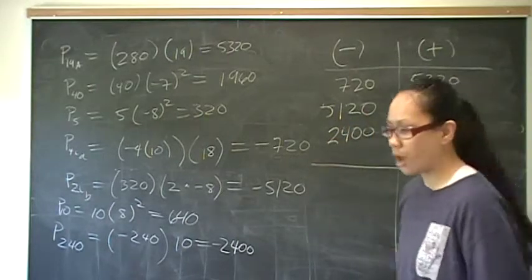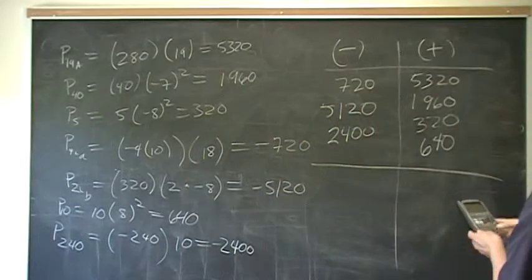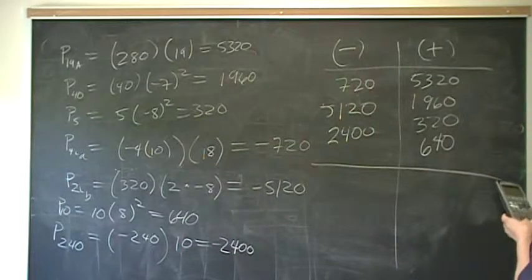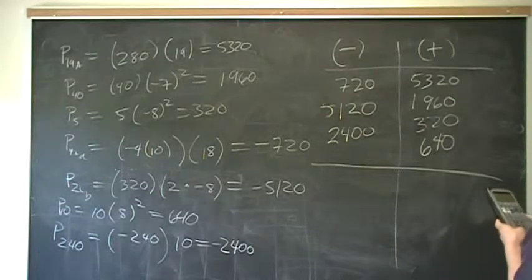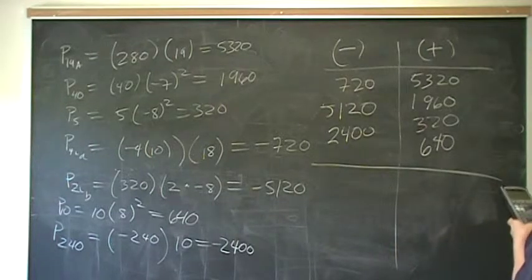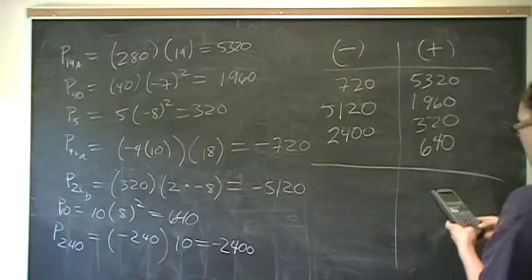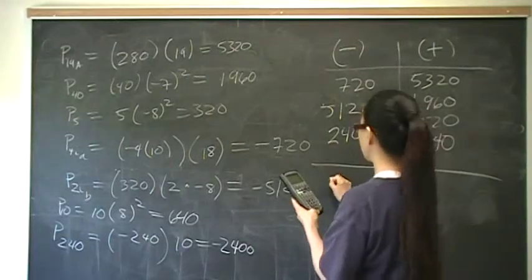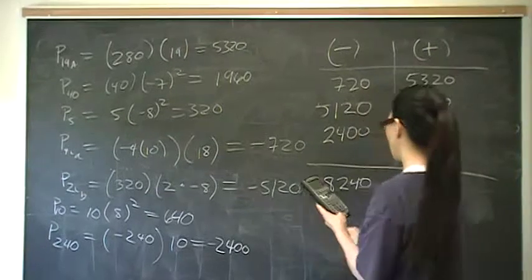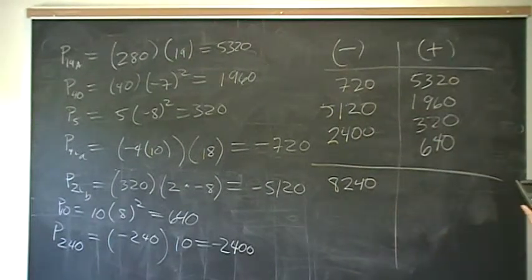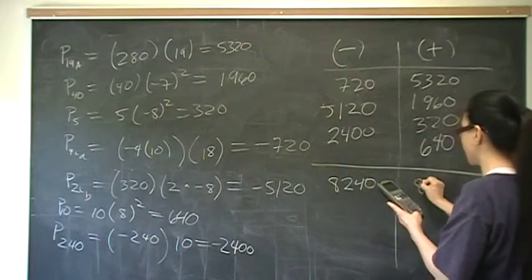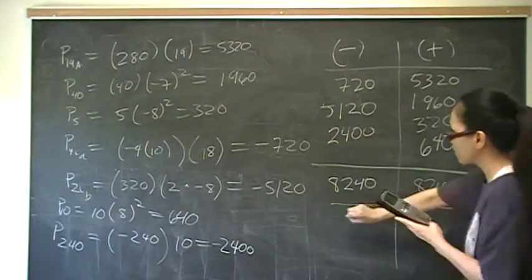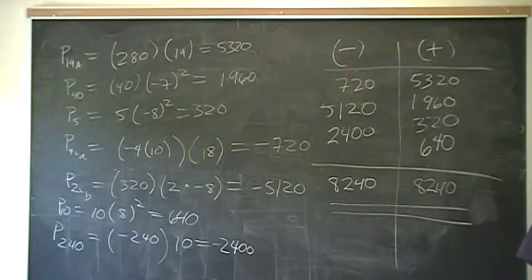So these two columns have to equal each other. 720 plus 5120 plus 2400. So on this side, the circuit is developing 8240 watts of power. And let's see how much it dissipates. 5320 plus 1960 plus 320 plus 640. So it dissipates 8240 watts of power. So power dissipated equals power developed, and that's our proof.